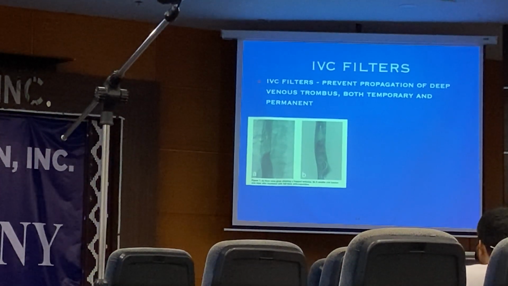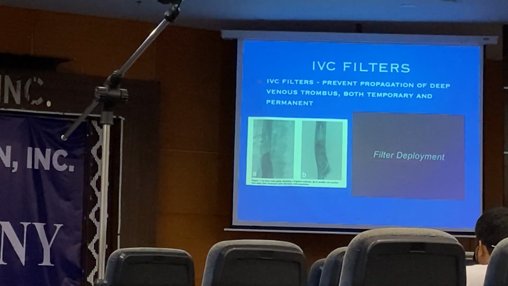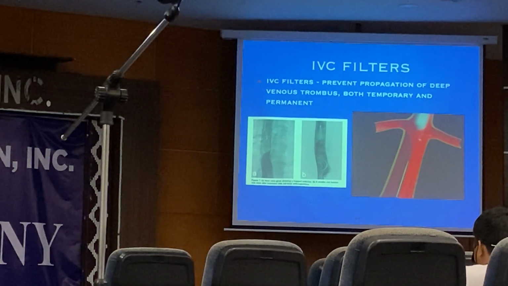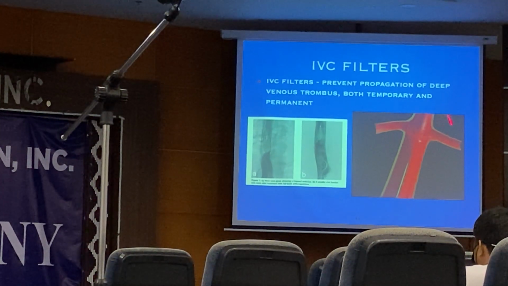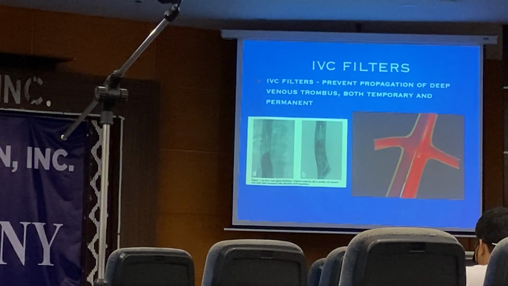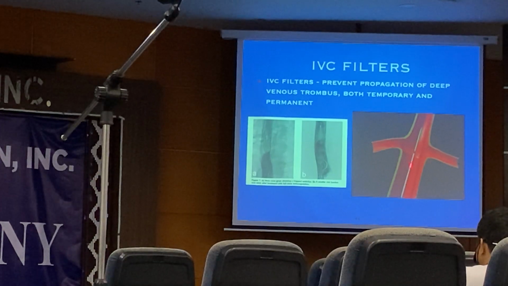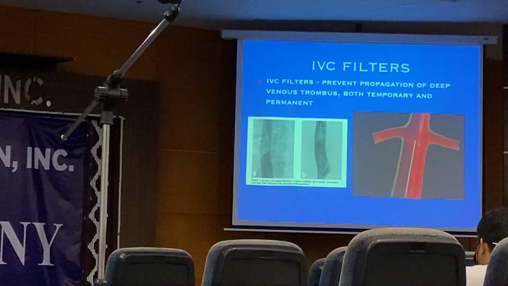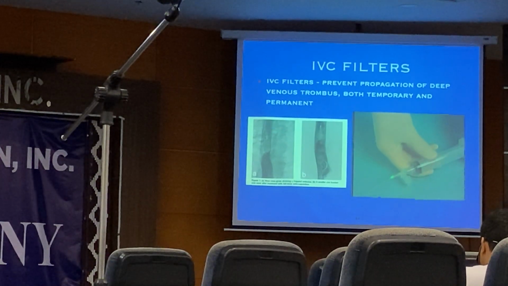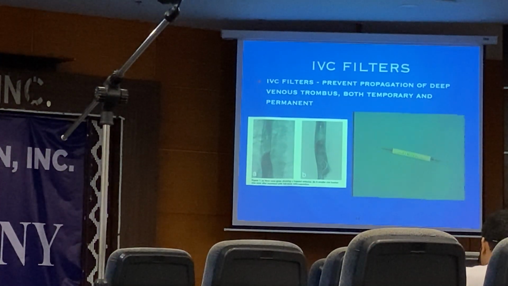This is how it looks like. So you place it in the inferior vena cava. You can do this within 15 minutes. After accessing the inferior vena cava from your common femoral vein, we do a venogram. So once you ascertain the level of your catheter below the renal vein, then you put in your IVC filter.